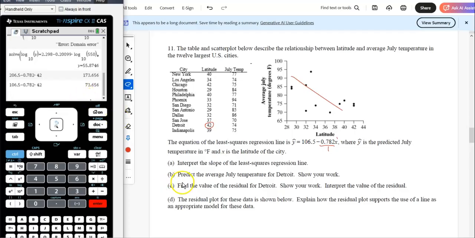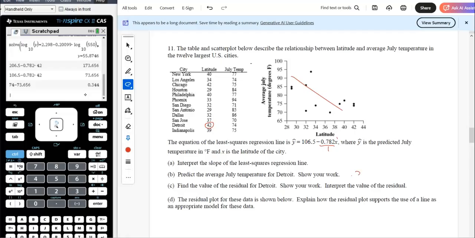Find the value for the residual for Detroit. So that's our predicted value. The actual value for Detroit was 74. So 74 minus that predicted is 0.344. Again, you want to show that work. And the measurement is 0.344 degrees.